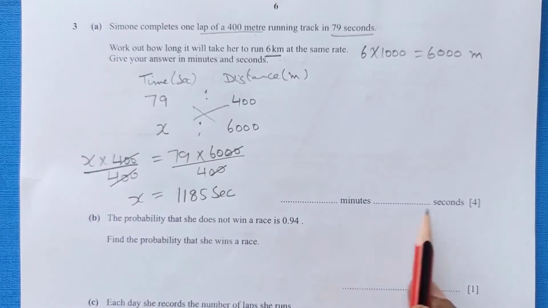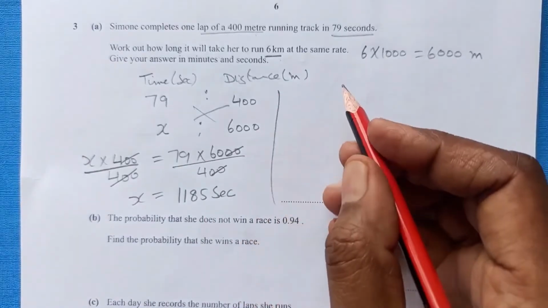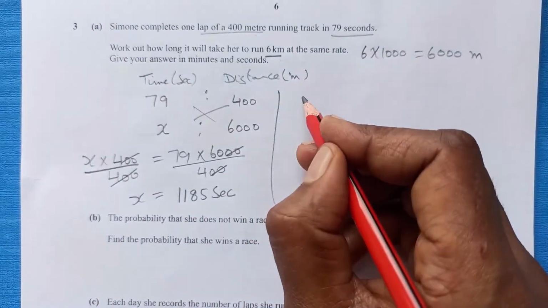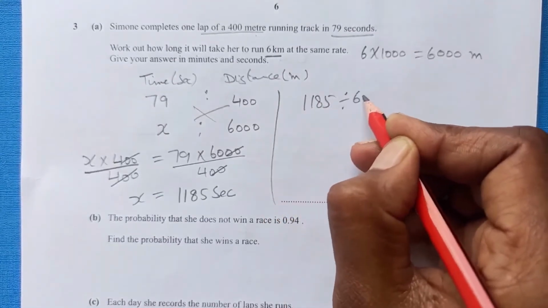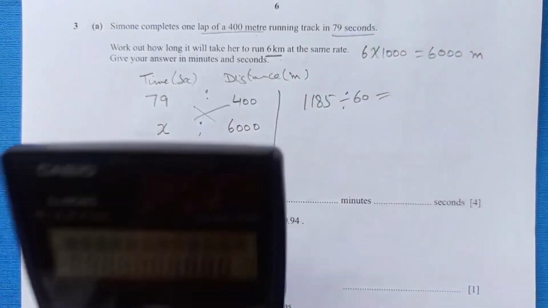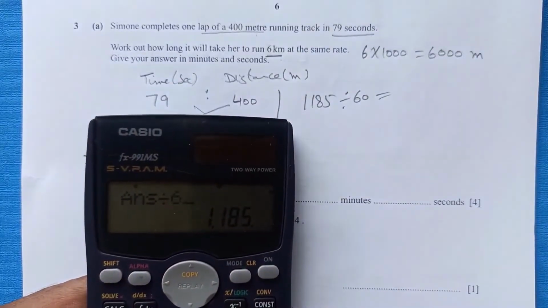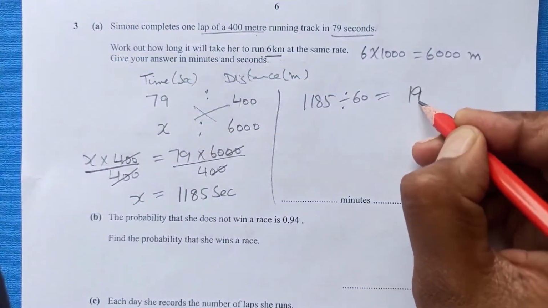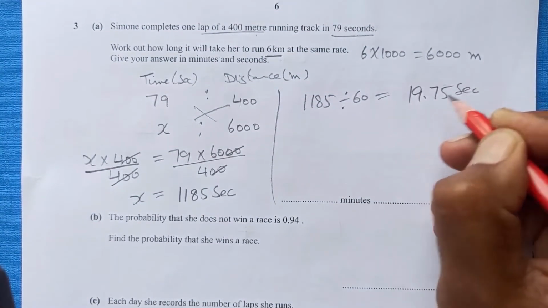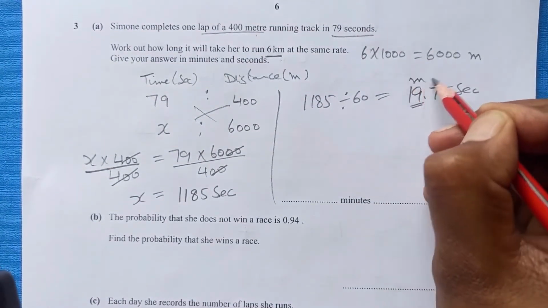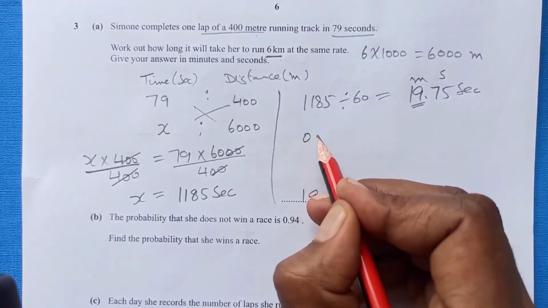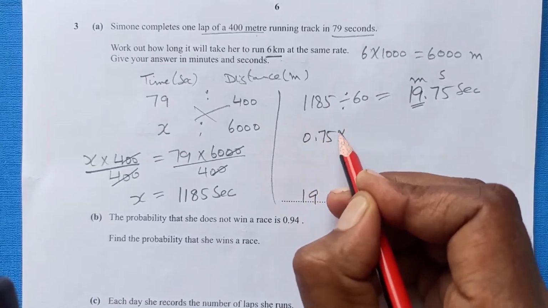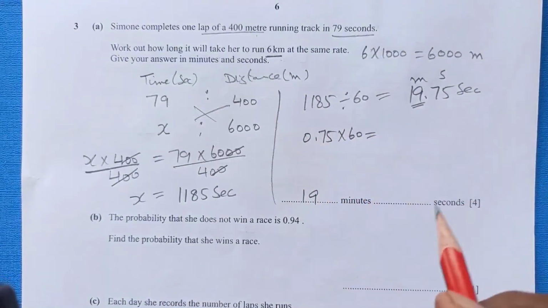Our answer should be in minutes and seconds, so we can convert this by dividing 1185 by 60. This gives us 19.75. These are minutes here, and this is the part of a minute. So 19 minutes. Now you have to convert 0.75 to seconds.